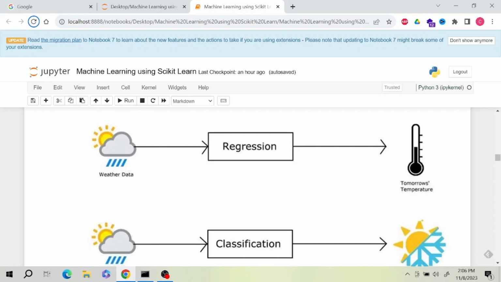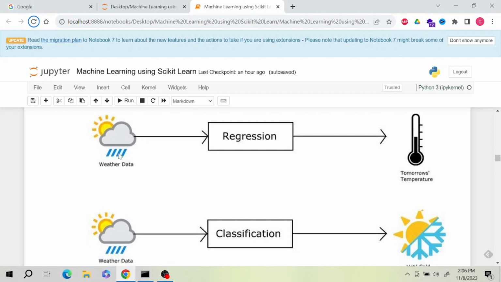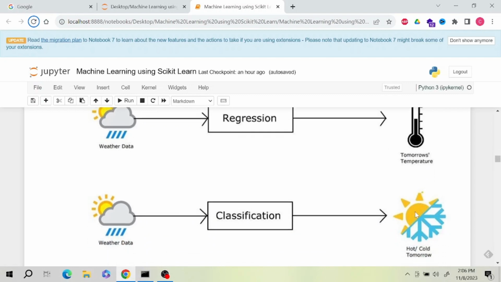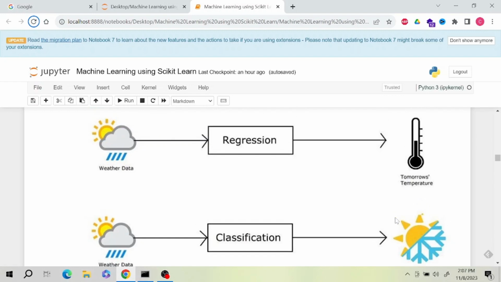For example, if we have the same input, say weather data, and we are just predicting whether it will be a hot or cold day tomorrow, then that is classification. Why? Because we have just two possible outputs, right? But instead, if I want to predict tomorrow's temperature, then we have infinite possible outputs, right? Because it's a real-valued output, it could be anything. So if we have such an infinite number of possible outputs, then we call it regression.